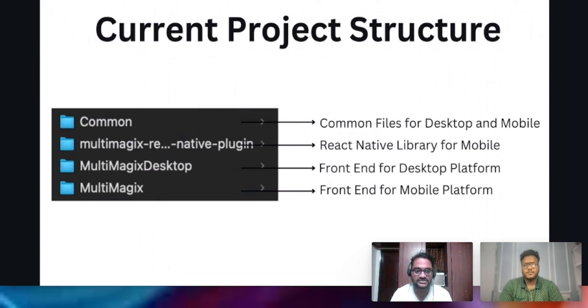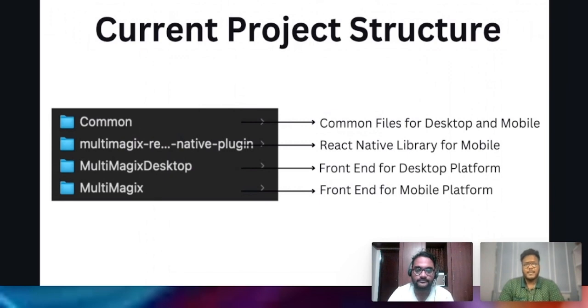So from maintaining all the things in a single project, you have broken it down into four things. Inside multi common, it's common for all the platforms. The native plugin will have the platform code as well as the backend code. Desktop will have the desktop UI part, and Multimagics will have the UI for the mobile, and you will rename it to Multimagics Mobile. Got it. So these two folders will consist of UI for desktop and mobile.